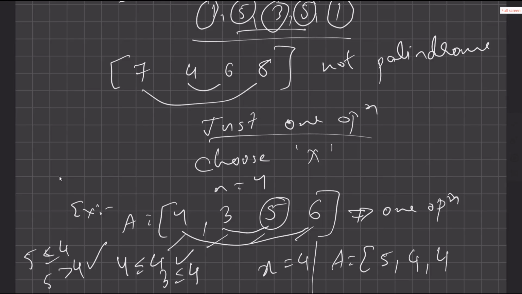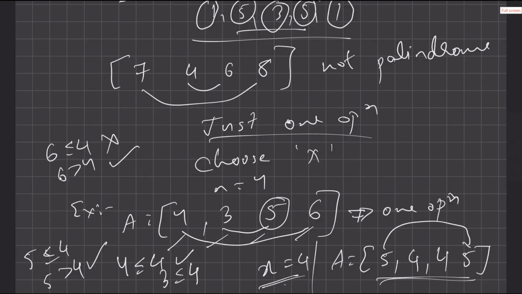And then the last element we're taking, 6. Is 6 lesser than or equal to 4? No, 6 is greater than 4. So you have to decrease, 5. Now since you have chosen x equals to 4, your array after doing one operation looks like this. And as you can see, the array is a palindrome.